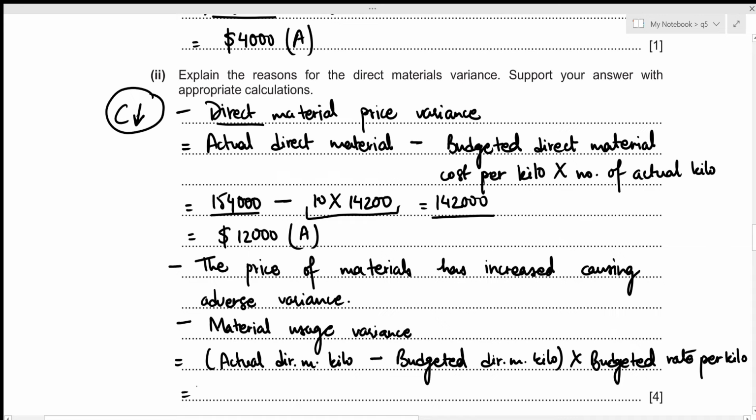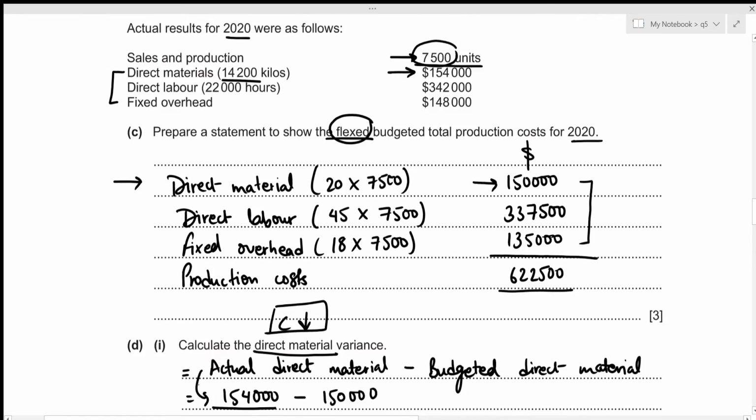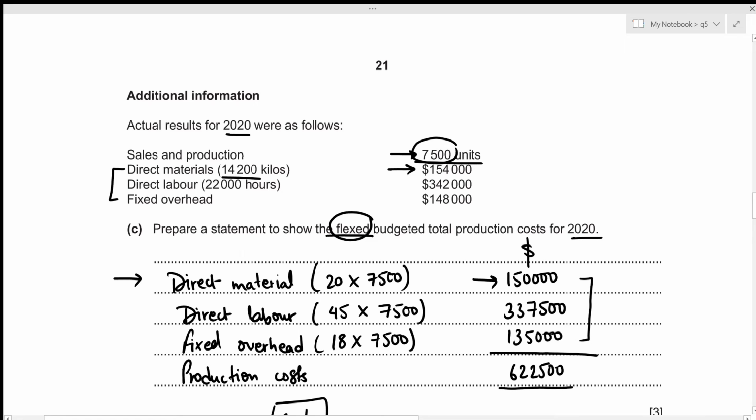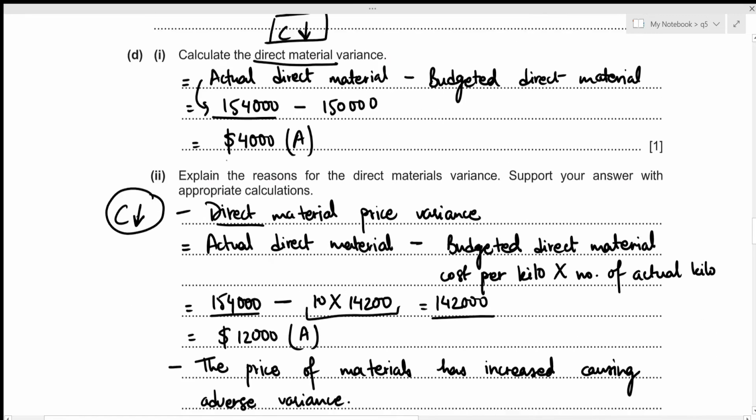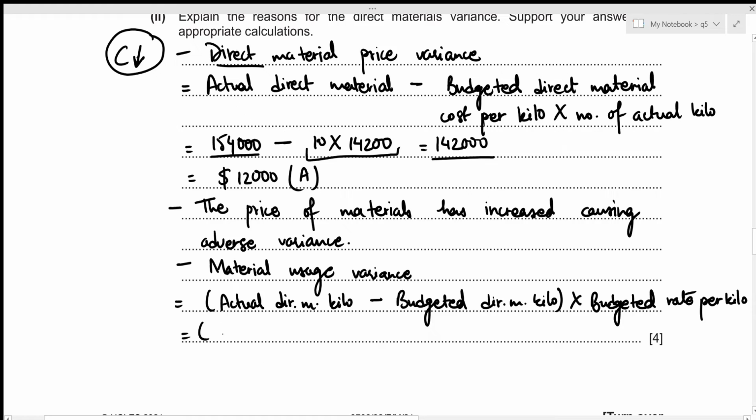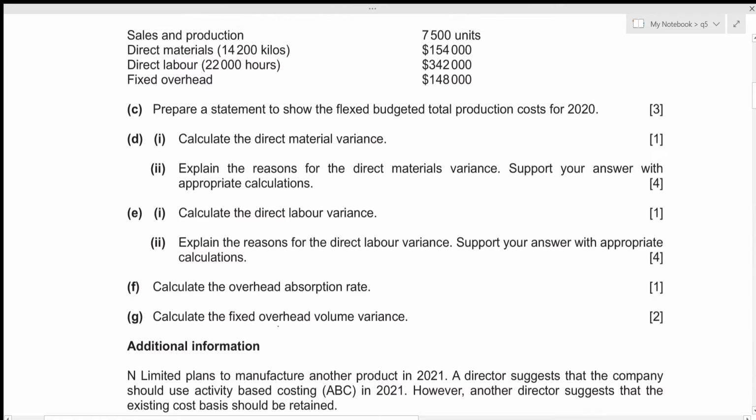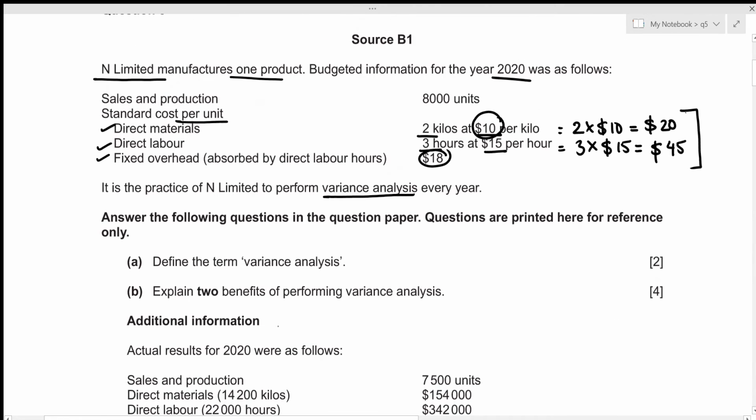Okay, we are already given the actual direct material kilos to be 14,200. Let's write it down. That's 14,200 minus the budgeted. So let's have a look above. We are told that each unit requires 2 kilos of direct material, right? And we know that our actual number of units is 7,500. So the total direct material kilos would be 7,500 times 2, which is 15,000. Let's substitute this into our formula.